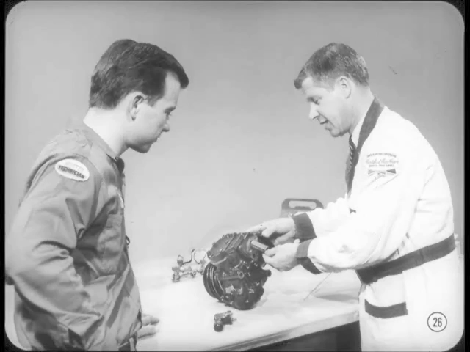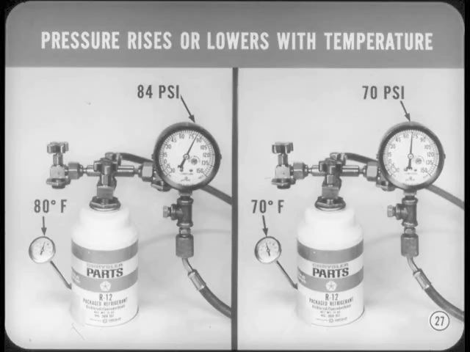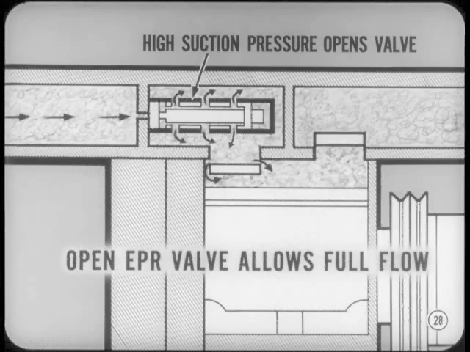In other models, the refrigeration cycle is controlled by an evaporator pressure regulator valve built into the compressor. In this system, suction pressure at the compressor inlet operates the EPR valve to control refrigerant flow and prevent evaporator freezing. To understand how this works, you must know that refrigerant pressure and temperature are directly related. In other words, the pressure in a sealed container of refrigerant rises or lowers a specific amount with each degree the temperature goes up or down.